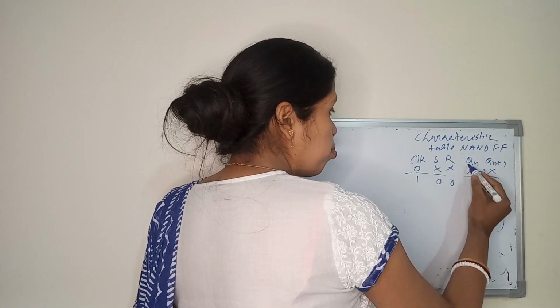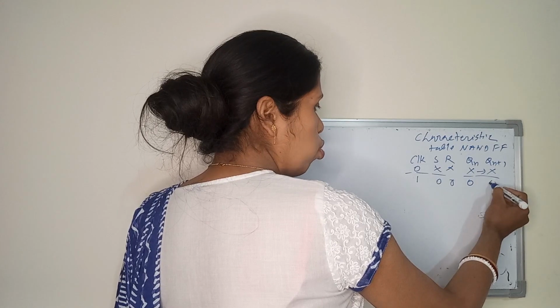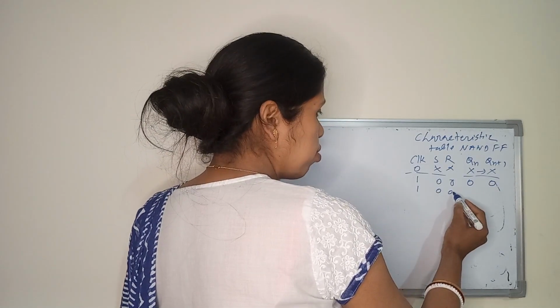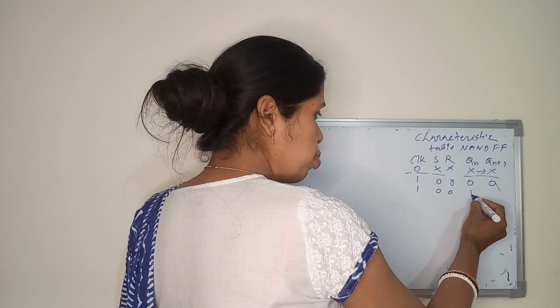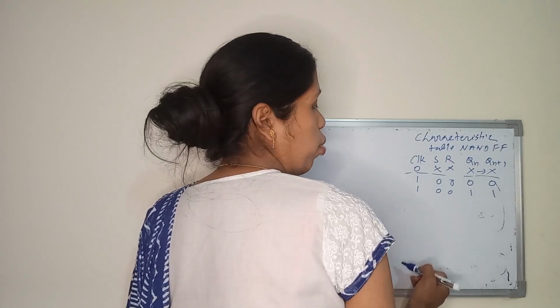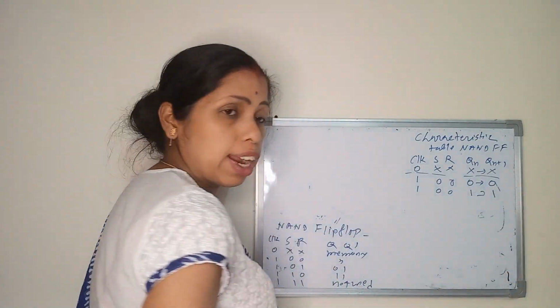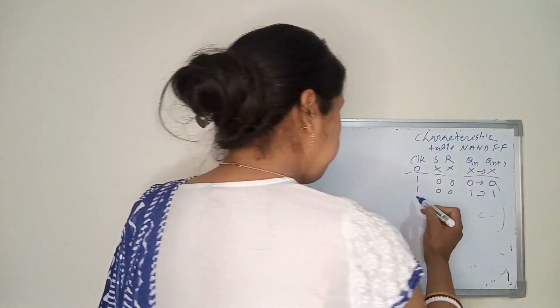So if my past value is 0, present value also will be 0. Again I am giving 0, 0. If my past value is 1, present value is also 1. For 0, 0, there is a memory effect: the same value is reflected in the present value.